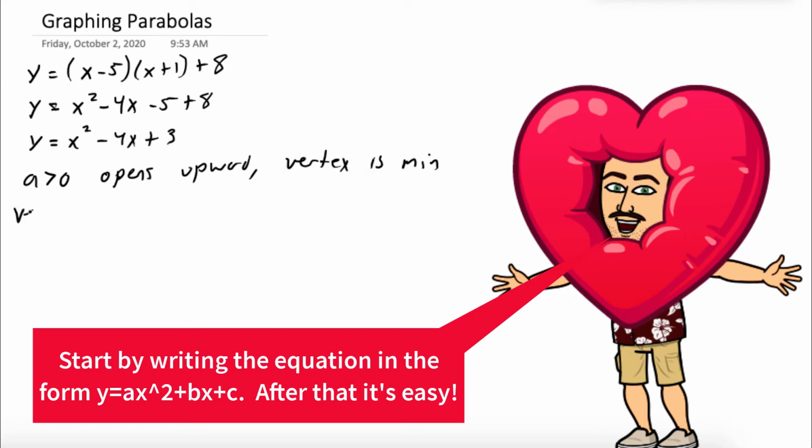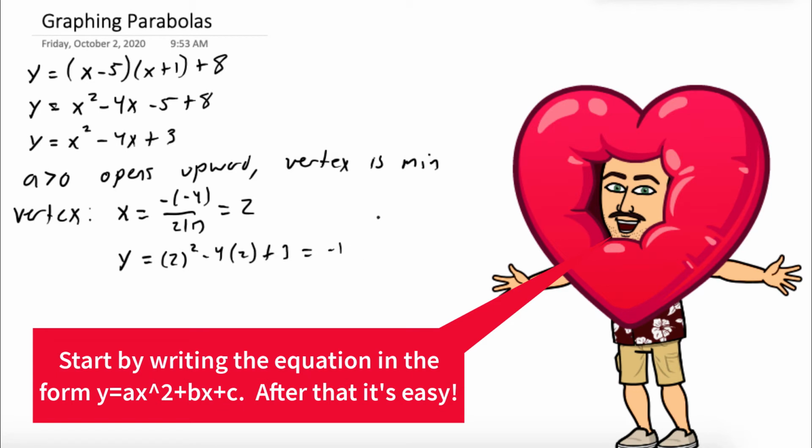Well, let's find the vertex. The x component, or the x coordinate of the vertex, is x equals negative b over 2a. So that's negative 4 over 2 times 1, which is 2. Substitute that in for x to find the y component of the vertex. So 2 squared minus 4 times 2 plus 3. And that's negative 1. So our vertex is the point 2, negative 1.